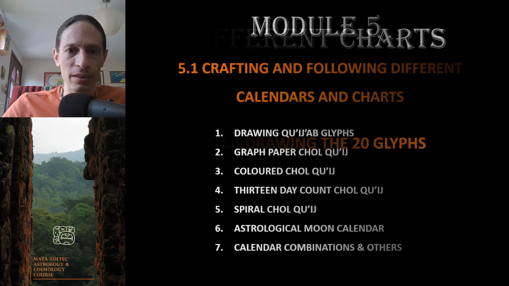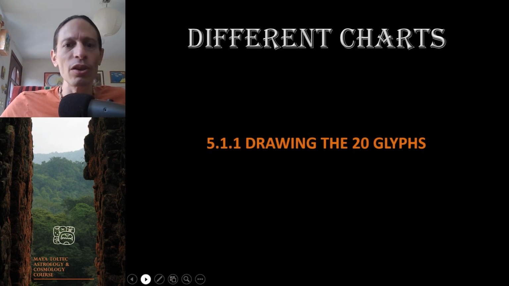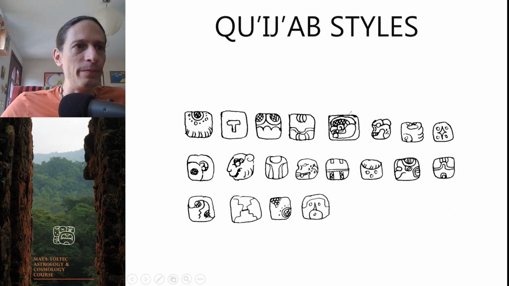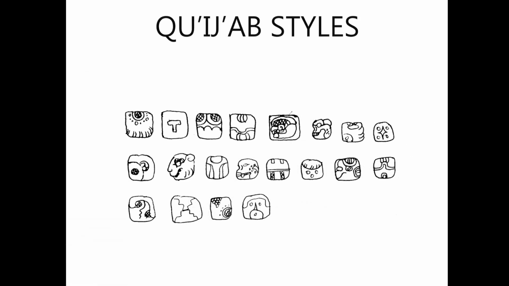So let's get going. The drawing of the 20 glyphs is something we won't go long into right now, because I already did that as we went through the 20 suns. I went through how you draw a Quijab. So it's not something we need to go through thoroughly right now. The idea is that you practice different styles, and that you really try to find more than one way to draw it.